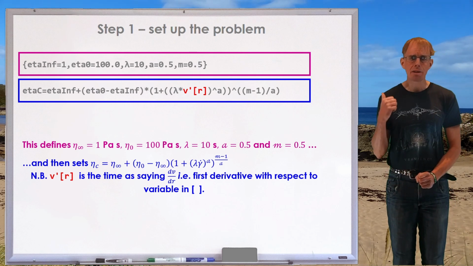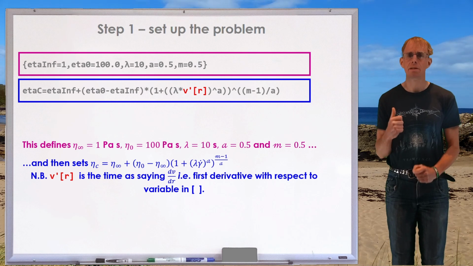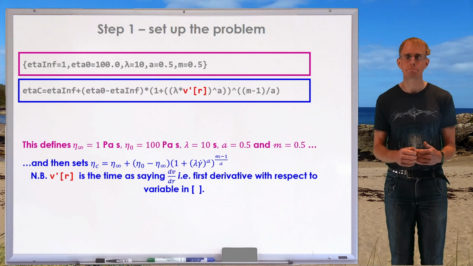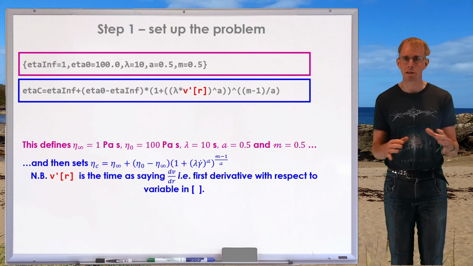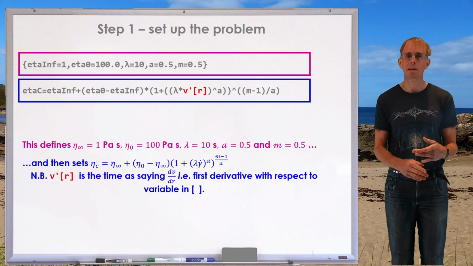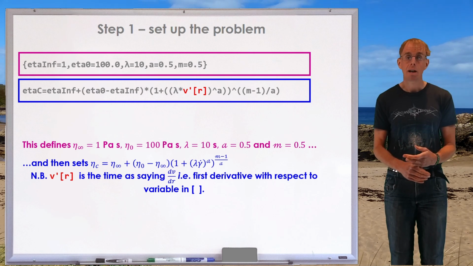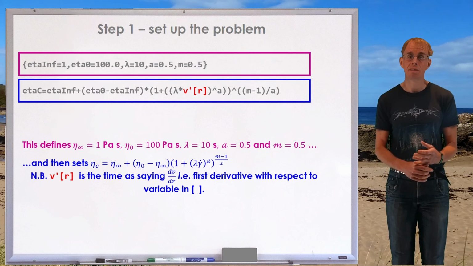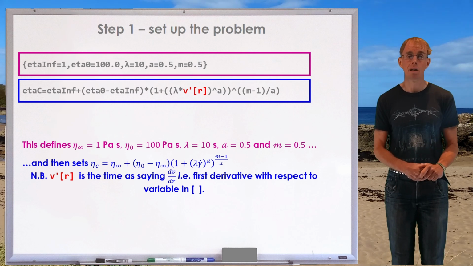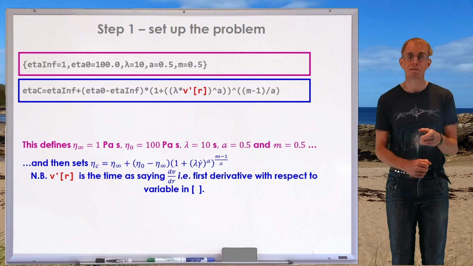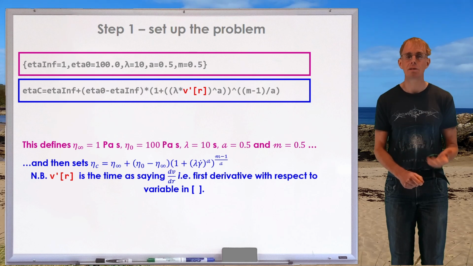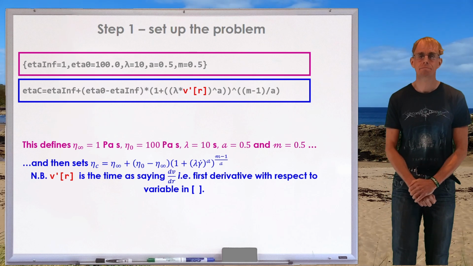Now, the shear rate here is simply dVz by dr. We've established that before by looking at the strain rate tensor and by examining the components that aren't zero. And so dVz by dr in Mathematica is evaluated by just saying, well, I've got my velocity v, its derivative is v dashed, the parameter with which I'm taking the derivative against is then in square brackets. So v dashed of r is dv by dr.